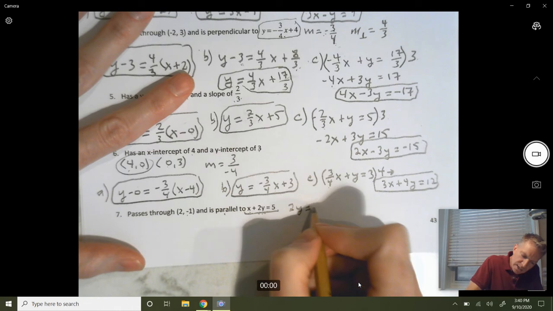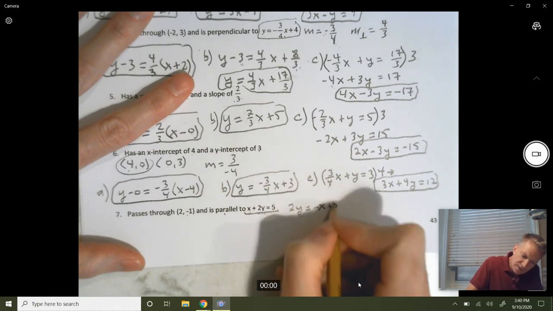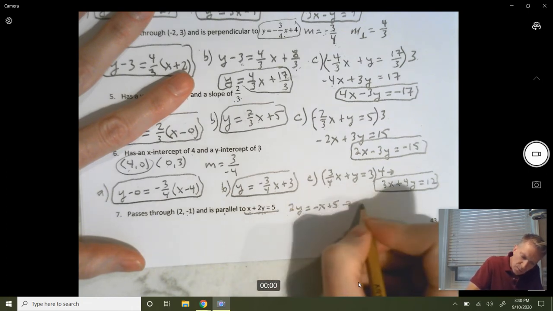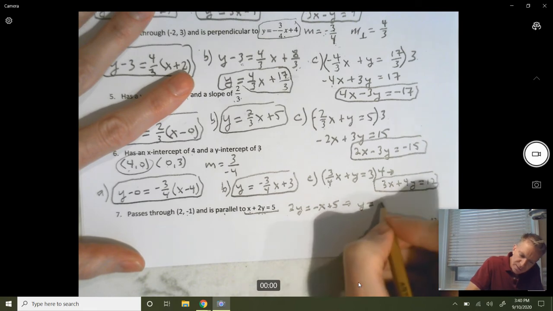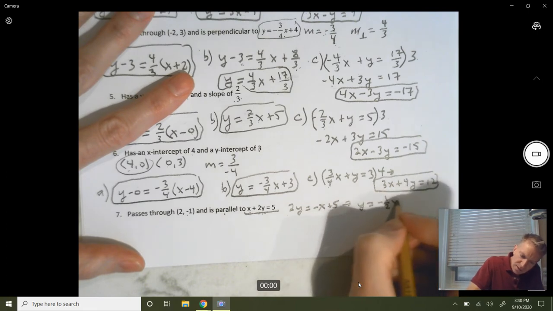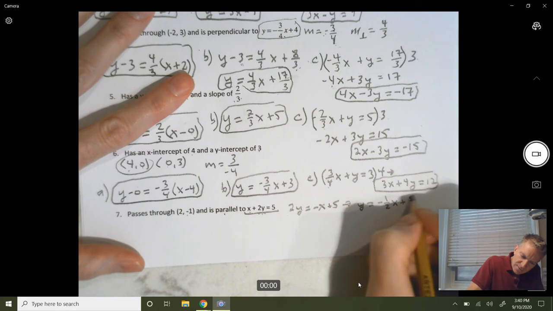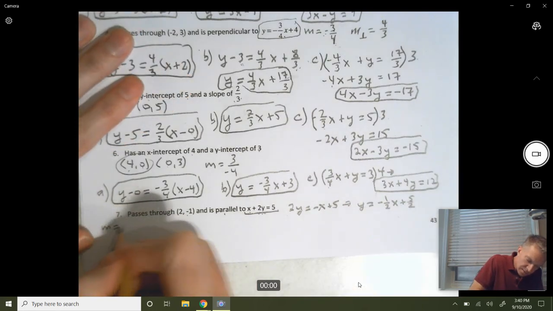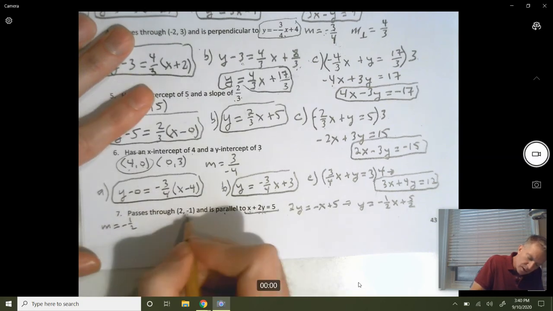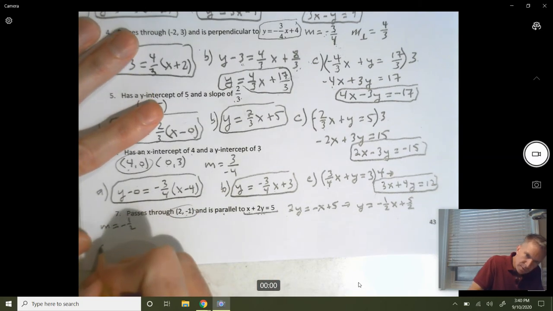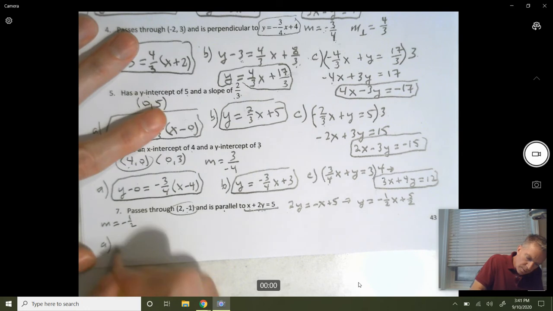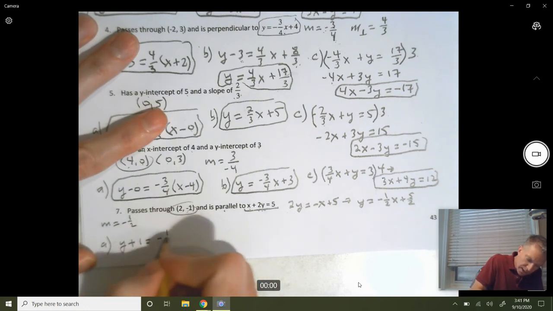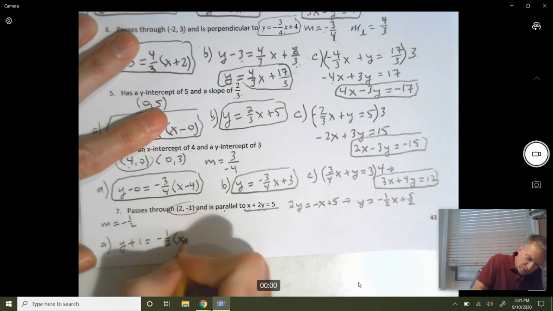2y equals negative x plus 5, dividing by 2. Y equals negative 1/2 x plus 5/2. So our slope is negative 1/2. And then we've got our point right here. So for point slope form, I'm going to have y plus 1 equals negative 1/2 times x minus 2.